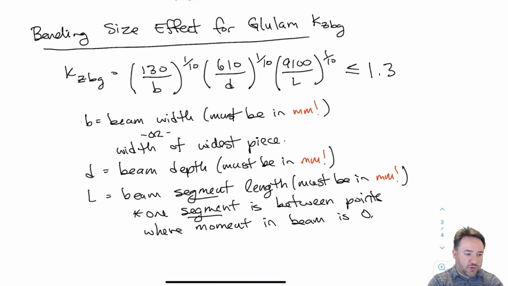So as I mentioned before, this is an empirically derived equation. Like other size effects that we've seen, like the size effect in compression, these are also empirical equations, which are curve fits based on test data. The units that we put in here are going to matter because we have these exponents of 1 to the 10th. So basically all of these units have to be in millimeters. If you use meters for length by mistake, then you're going to get quite a wrong answer for size effect. It's not going to be the right answer. So B is the width.